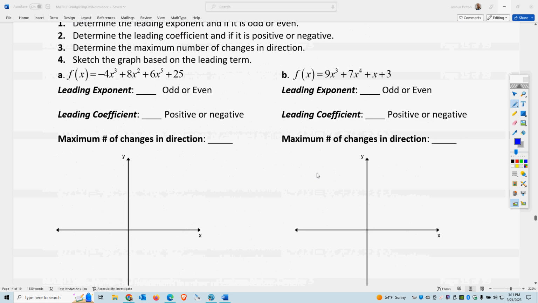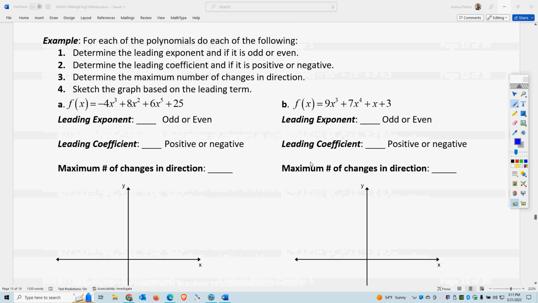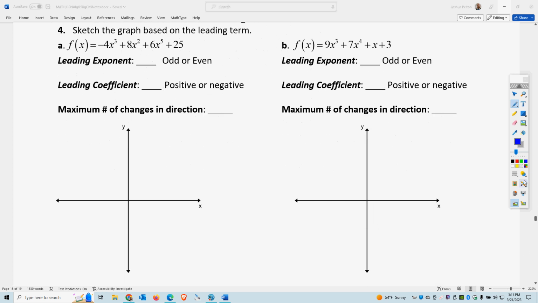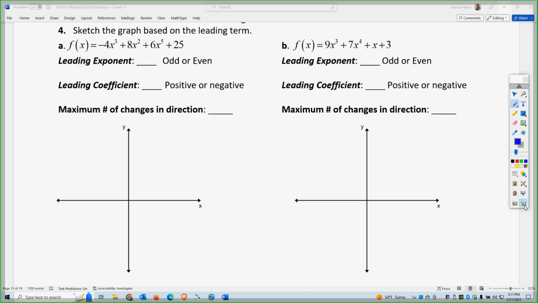Okay, so based on these general assumptions of end behavior being only 4 possible outcomes, we can do general graphs pretty quickly. So we just need to know the leading exponent, leading coefficient, maximum number of changes in direction, and we can sketch the graph. Okay. Again, I emphasize sketch, not draw. We're not doing exact graphs. So the leading exponent is 3, which is an odd number. The leading coefficient is -4, which is negative, right? Because that is our leading term. Or is it? No, it is not.